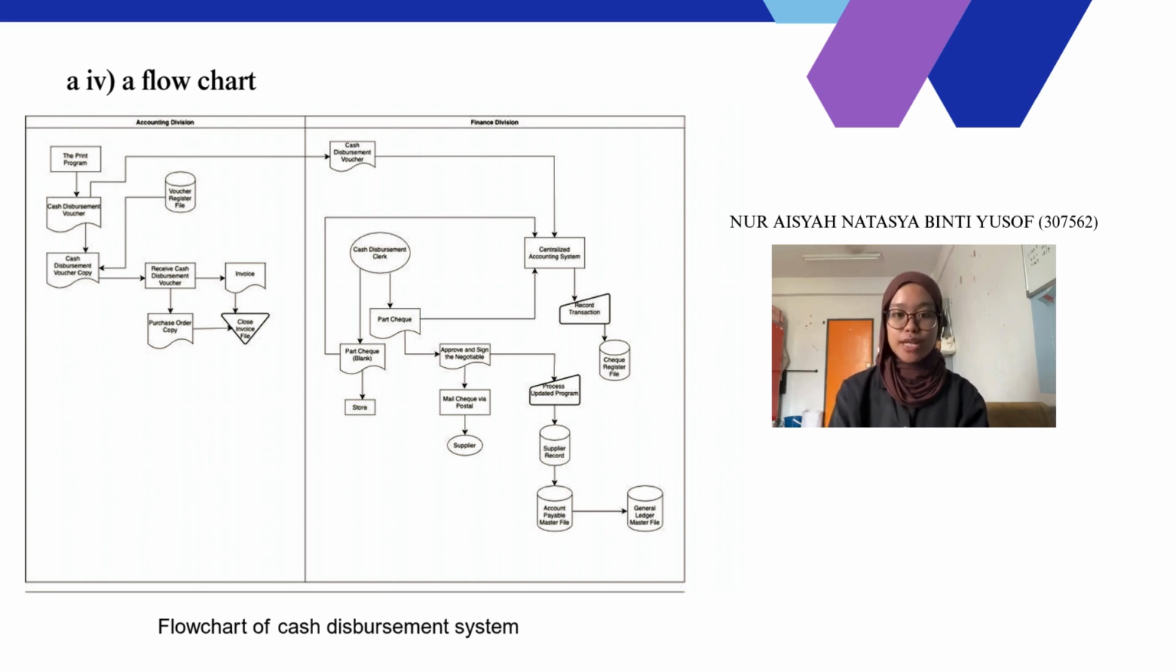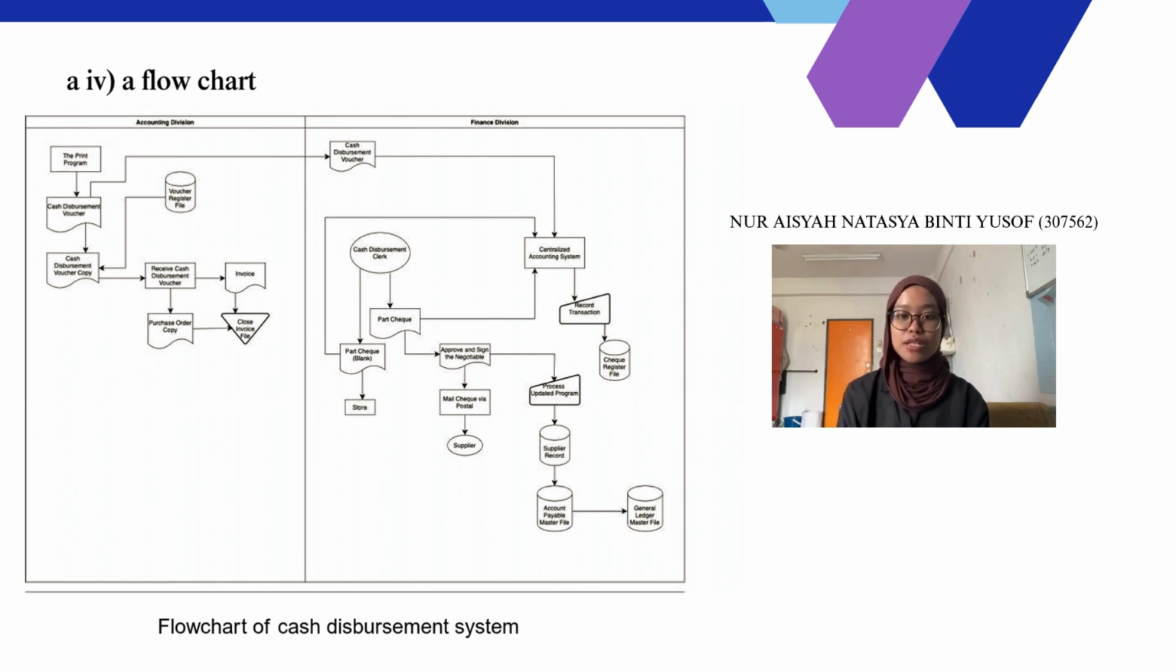This flowchart illustrates the complete process of cash disbursement and payment within an organization, detailing the roles and interactions between the accounting and finance divisions. In the accounting division, the process begins with the print program generating a cash disbursement voucher, which is then recorded in the voucher register file. A cash disbursement voucher copy is then created.